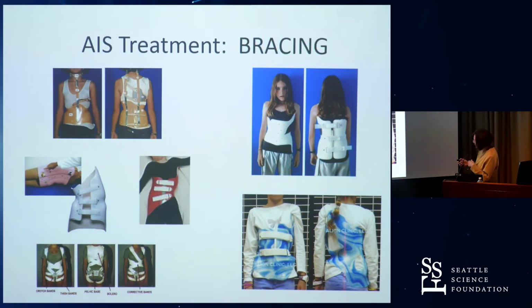Bracing. These are just a number of different braces that have been around over time. The first brace that was really used meaningfully in this country was the Milwaukee brace here, which has that neck ring. It initially started out as a post-op brace for mobilization after scoliosis fusion, but then the thought was that it might be helpful in preventing curves from progressing without the need for surgery.